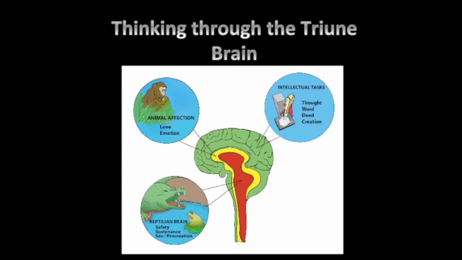And this is a basic imaging of the triune brain, and the word triune is a fancy word for three, and Paul MacLean suggested that the brain has evolved into three primary sections. The red section is called the reptilian brain, and it's safety, sustenance, sex, and procreation. The yellow part is our animal brain, also called the mammalian and limbic, and that is responsible for love and emotion. And then we have the final part, which is the green portion, for intellectual tasks, thought, word, deed, and creation, and is often called the neocortex.